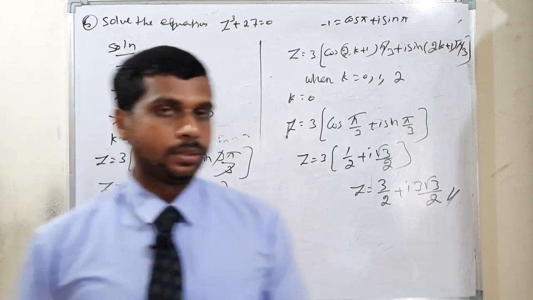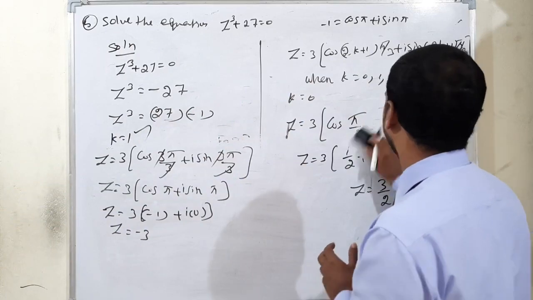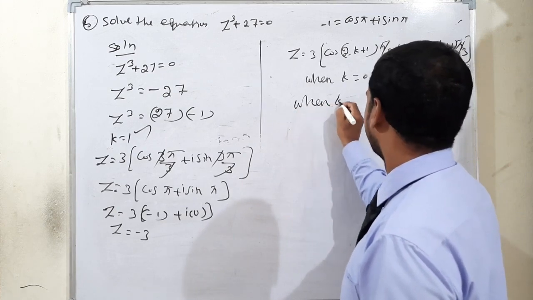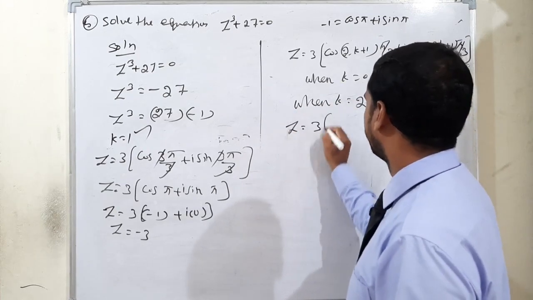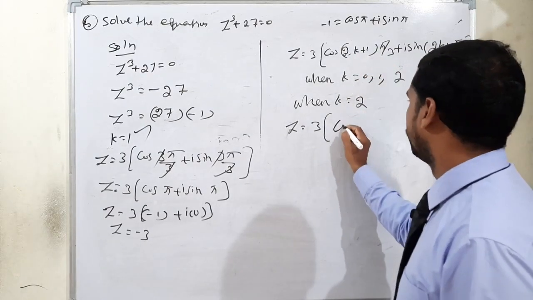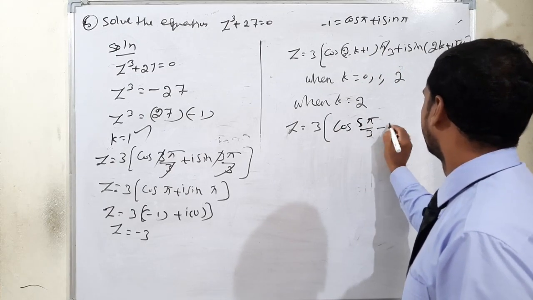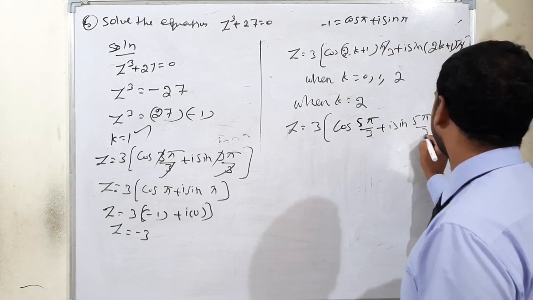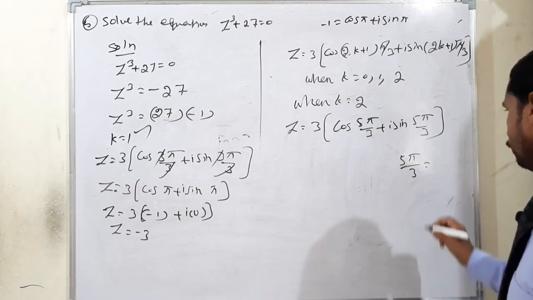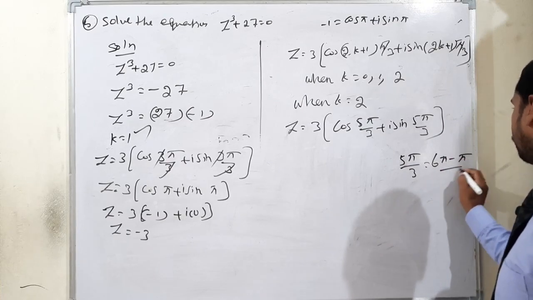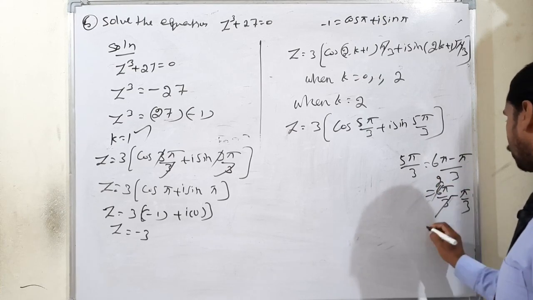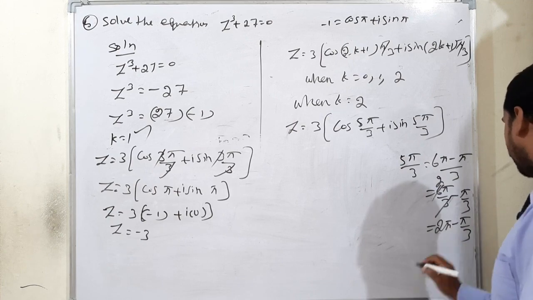I am moving to when k is equal to 2. So when k is equal to 2, what will happen? z is equal to 3 into 2 into 2, 4. 4 plus 1 is equal to 5. Cos 5 pi by 3 plus i sin 5 pi by 3. So now how to expand the value? 5 pi by 3 means 6 pi minus 5 by 3. 6 pi means 6 pi by 3 minus 5 pi by 3. So 6 and 3 cancel means 2. Therefore the answer will be 2 pi minus pi by 3.